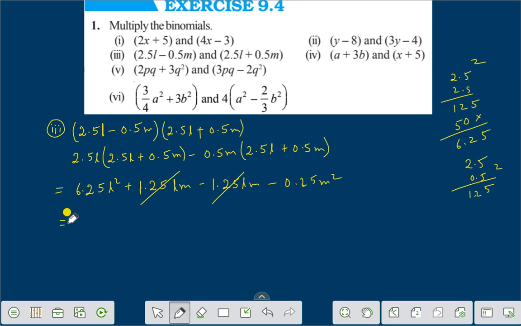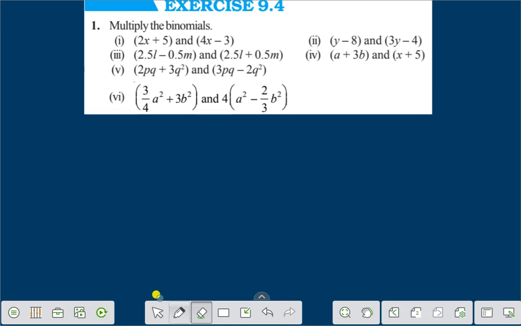Therefore we are getting the answer as 6.25 l square minus 0.25 m square. This is the answer of question number 3. Now you solve question number 4.